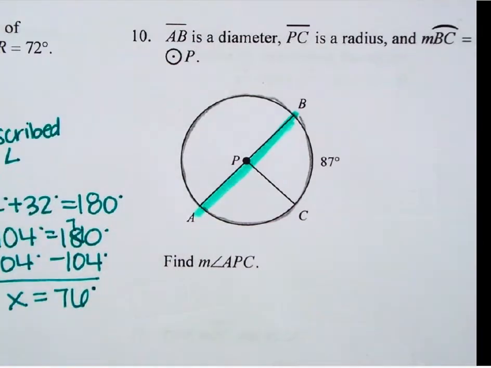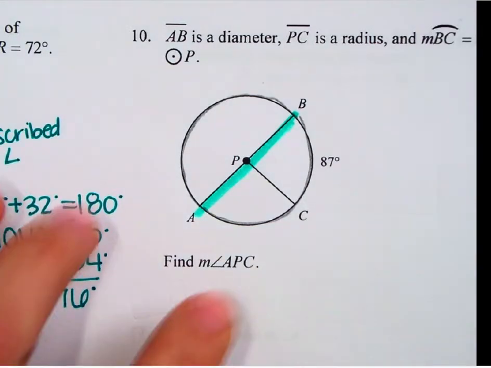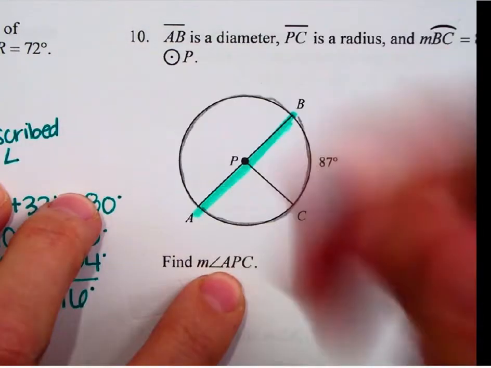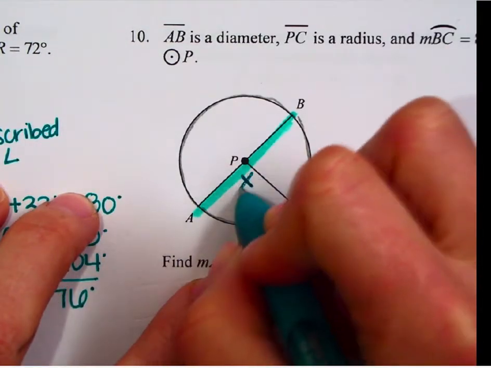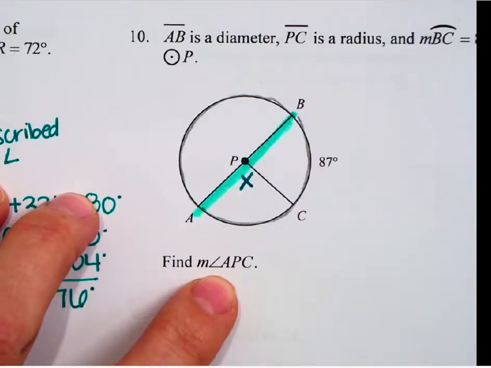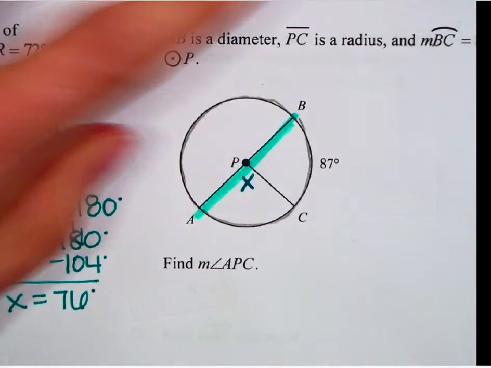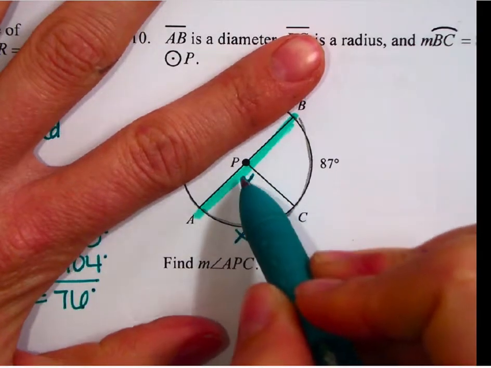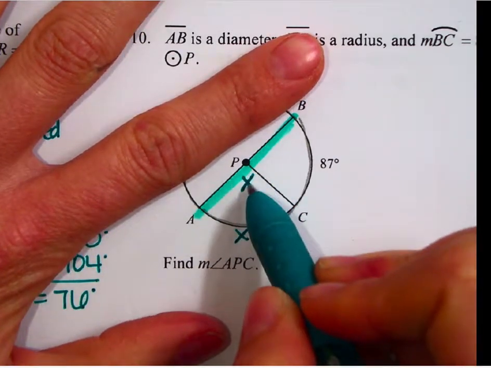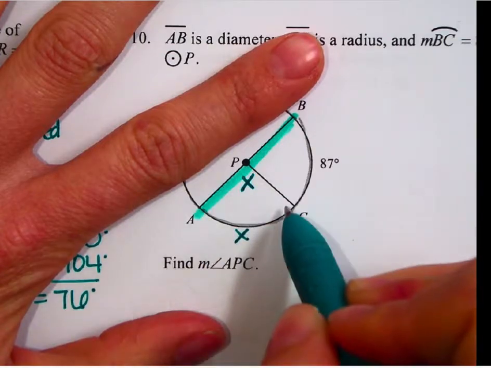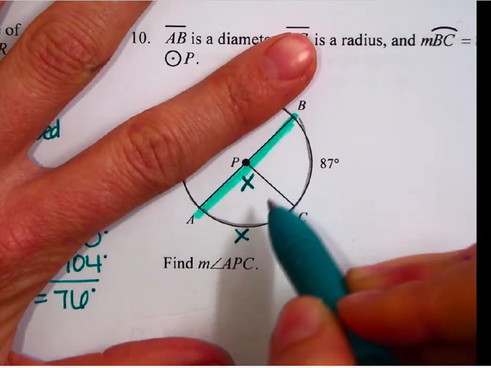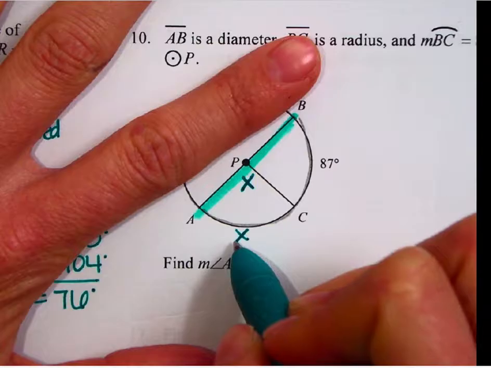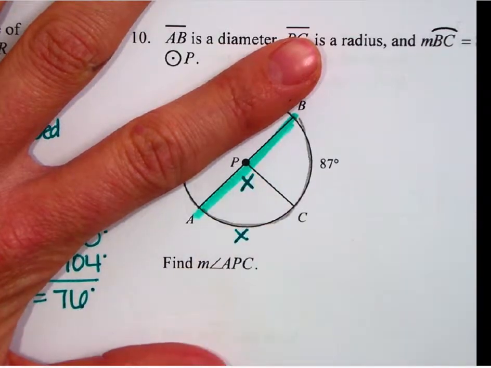Okay, so here we want to find the measure of angle APC. That would be this angle right here. I'm going to put as x. So there's different ways we can go about this. I'm going to write x right here because I know that this is a central angle. That measure is going to be the same as the arc it's forming. So if I can find the measure of this arc, then I will know the measure of this central angle.